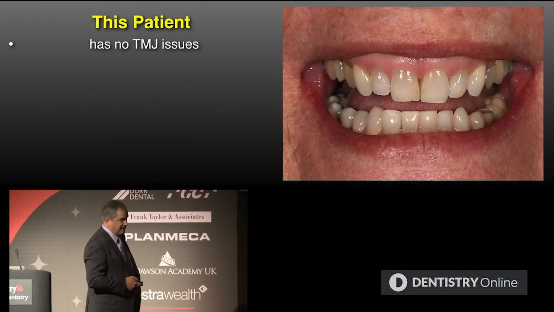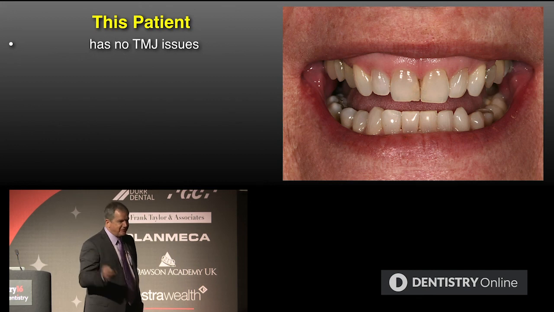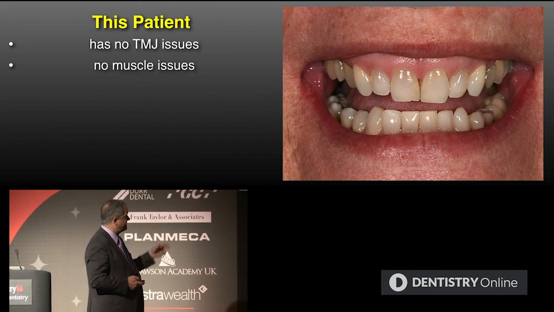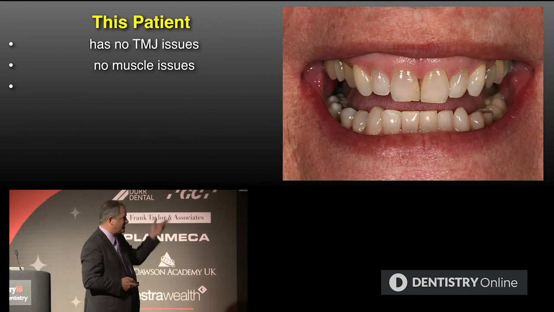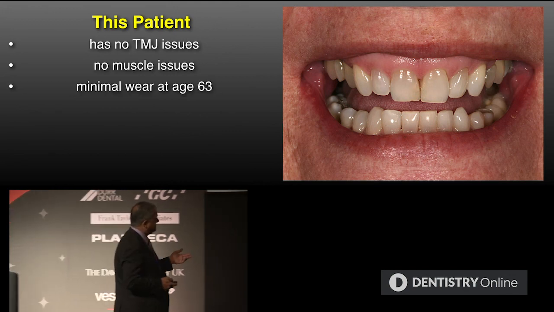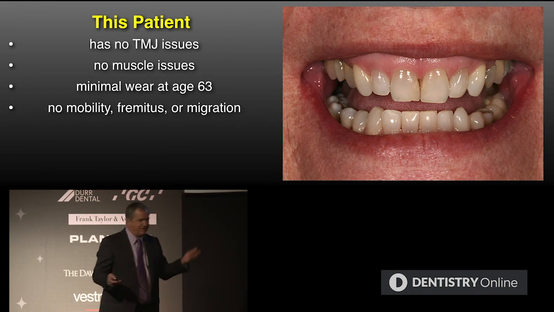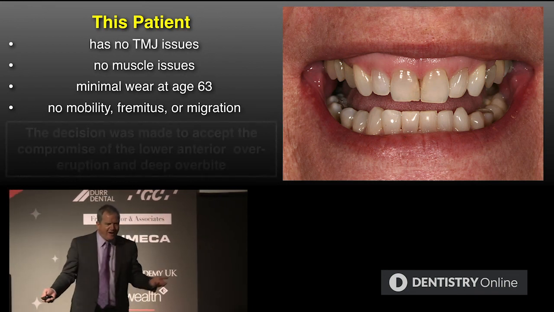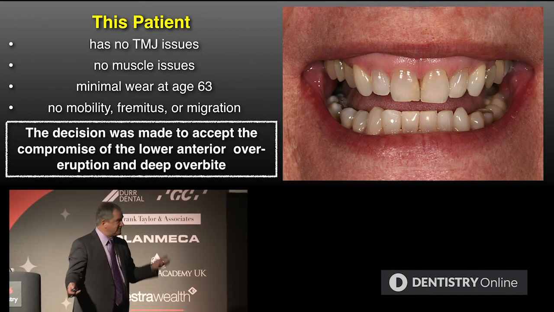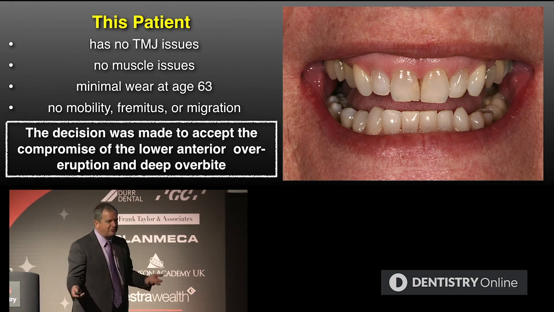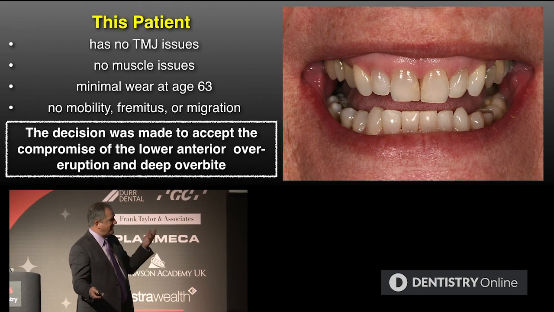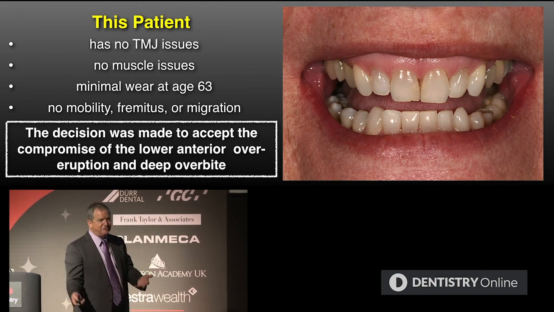Now comes the reality. She's one of my best friends. I see her all the time. I've known her 30 years. She has no joint issues, no muscle issues, minimal wear. She's 63 years old. She looks at me and says, I'm not going to go. Why? I'm 63. I just don't want to show as much gum tissue when I want prettier teeth. She says, I don't want orthodontics. You know what? I couldn't make a compelling reason for her to do orthodontics.